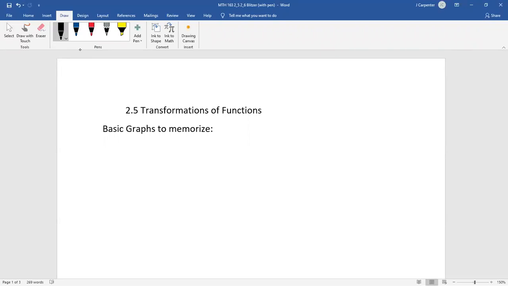All right, some basic graphs to memorize. Now, some people will say that you need to memorize the basic y equals x line.